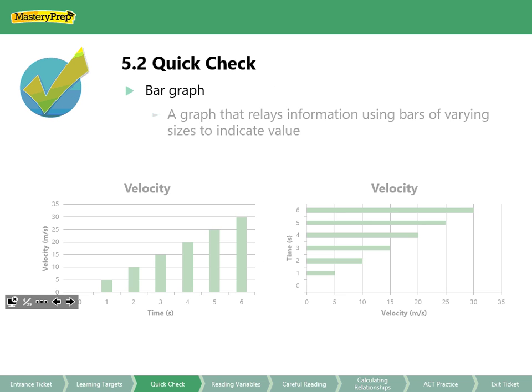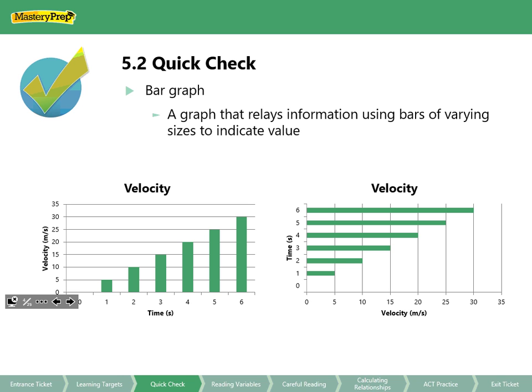Now, the first thing we want to look at is a bar graph. A bar graph is a graph that relays information using bars of various sizes to indicate values. Kind of self-explanatory, yes? A bar is a bar graph. So we can have it horizontal or vertical. Here we have them vertical because they're going up and down. Here we have them horizontal. And they're giving the same pieces of information.